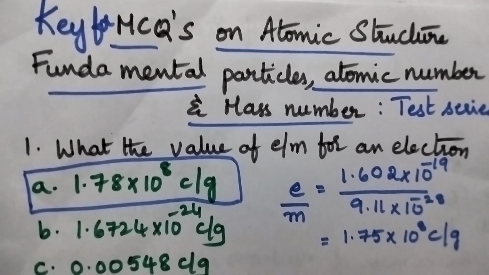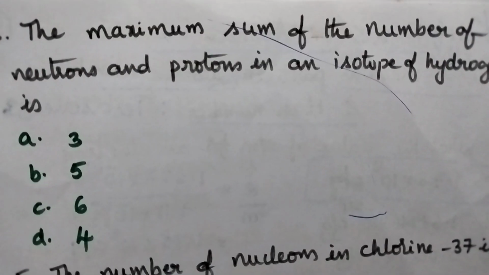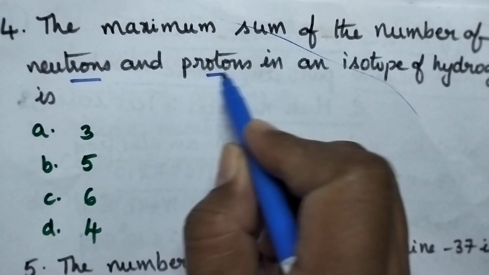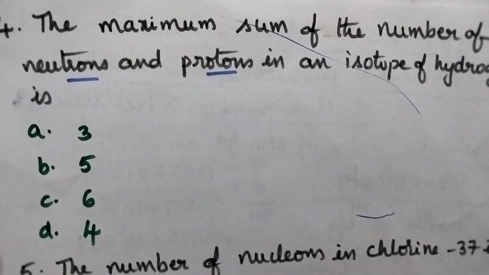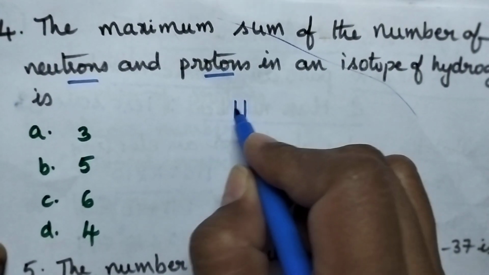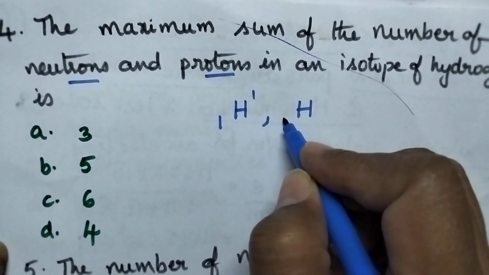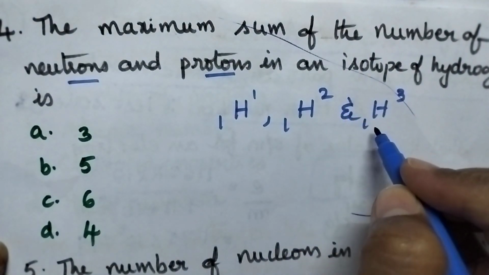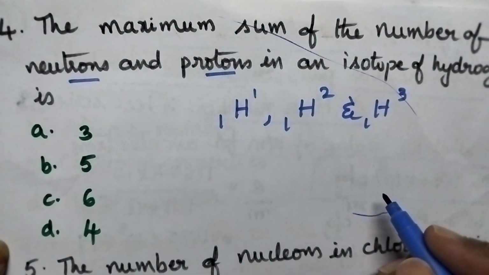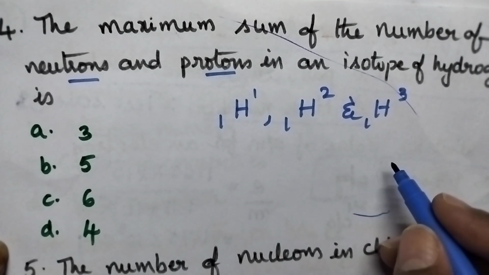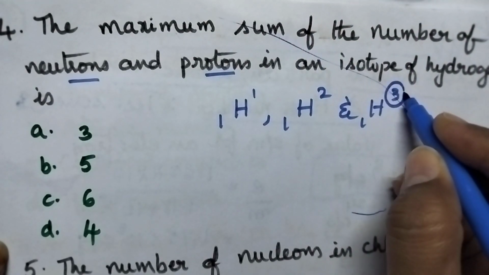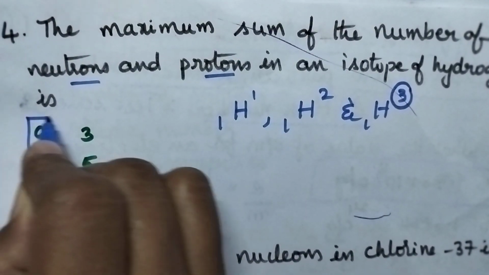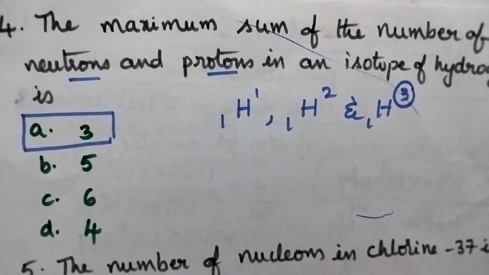Let us move on to the fourth question. The maximum sum of the number of neutrons and protons in an isotope of hydrogen is. Hydrogen has 3 isotopes, H-1, H-2 and H-3. H-2 is called deuterium, H-3 is called tritium. Here we have to find the maximum number of neutrons and protons. Tritium has the maximum, so the sum of the neutrons and protons is equal to 3. So option A, 3, is the right answer.